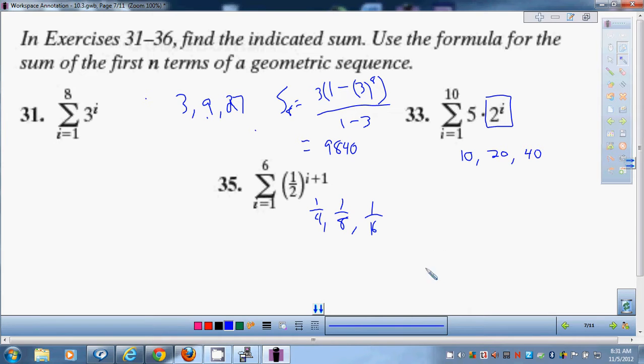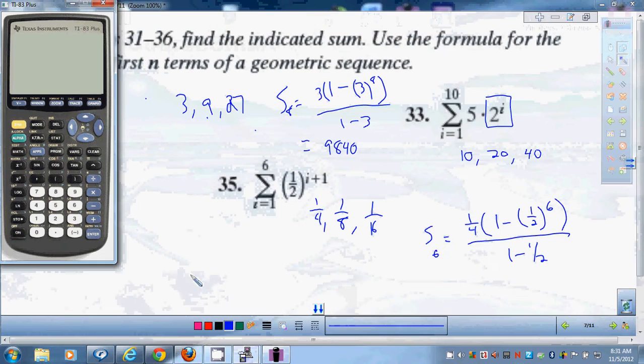Let's actually finish 35. S sub 6 equals A sub 1, which is actually 1/4, times 1 minus R, which was 1/2, raised to the 6th power, all over 1 minus 1/2. Bring up our old calculator.